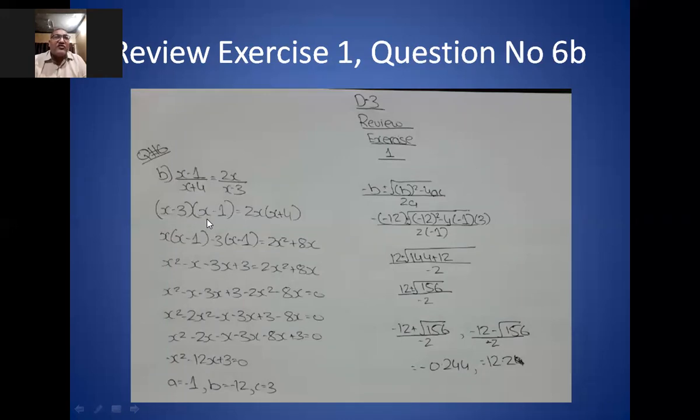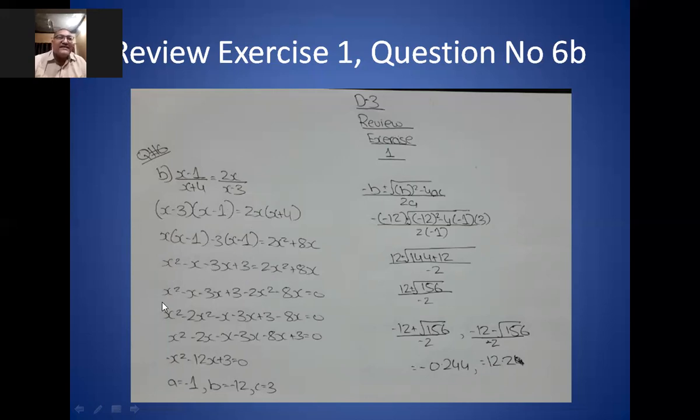So (x minus 3) in one bracket multiplied with (x minus 1) in the other bracket equals 2x multiplied with (x plus 4). The first term will multiply with the second bracket, then minus 3 will multiply with the second bracket. Here you will have 2x squared plus 8x. So this will give you x squared minus x, and minus 3x, minus minus will become plus 3, equals 2x squared plus 8x.